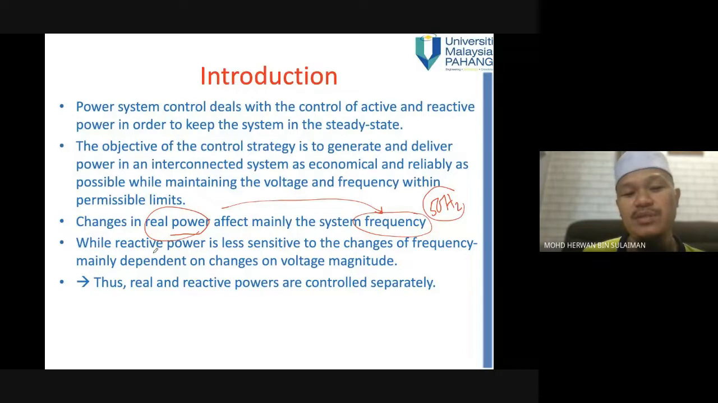So that's why reactive power ni dia lebih kepada effect pada voltage kan. Kalau you ingat you belajar dekat EPS pun untuk power factor correction, normally we play around with the reactive power in order to increase the power factor kan. So reactive power is less sensitive to the changes of frequency, but it depends on the voltage magnitude. That's why kita boleh control real dengan reactive ni separately. Sebenarnya dia bukanlah tak ada effect, the effect is very minimal. So that's why in this class, kita akan cerita pasal real power control dengan reactive power control ni separately.